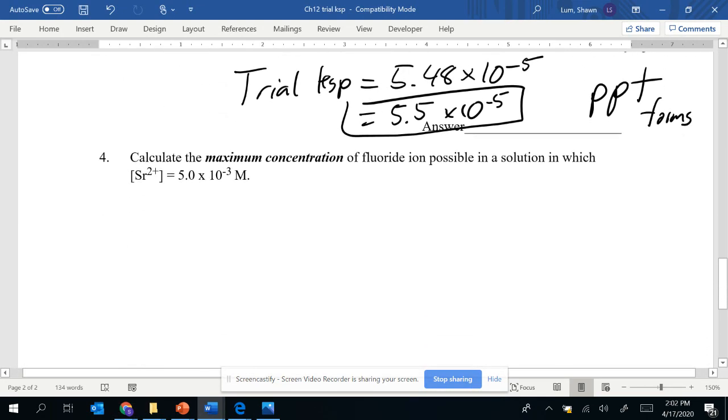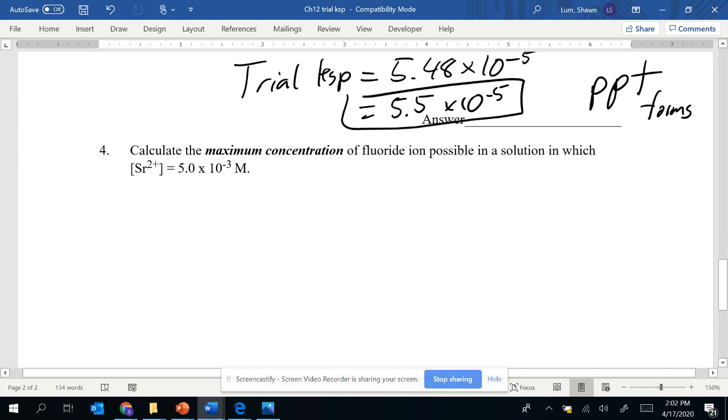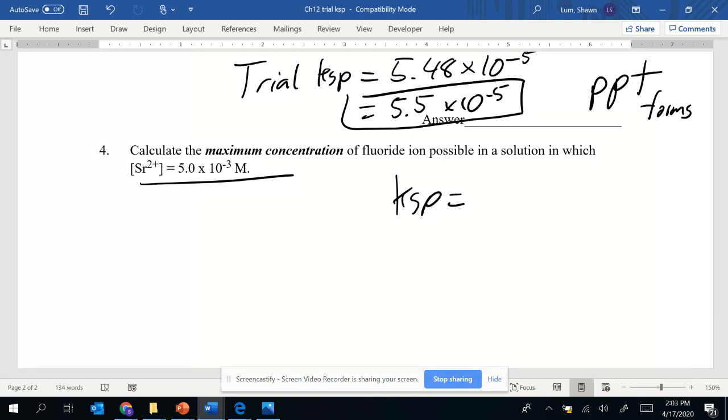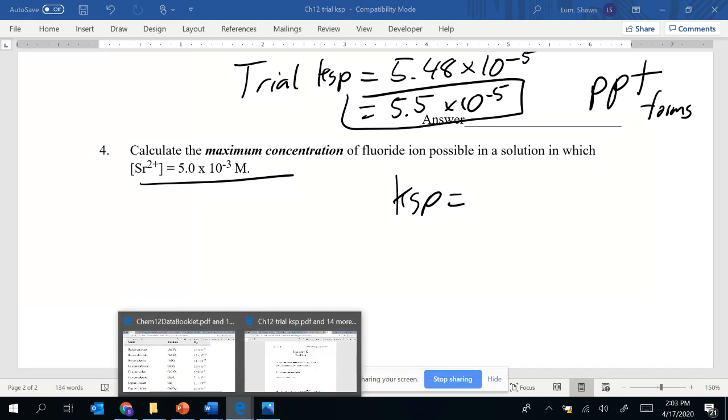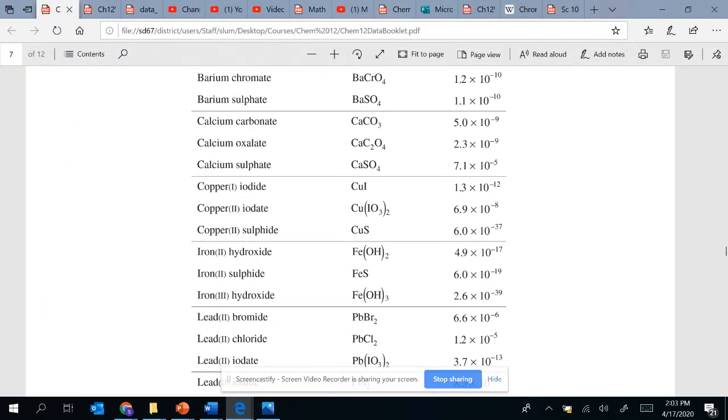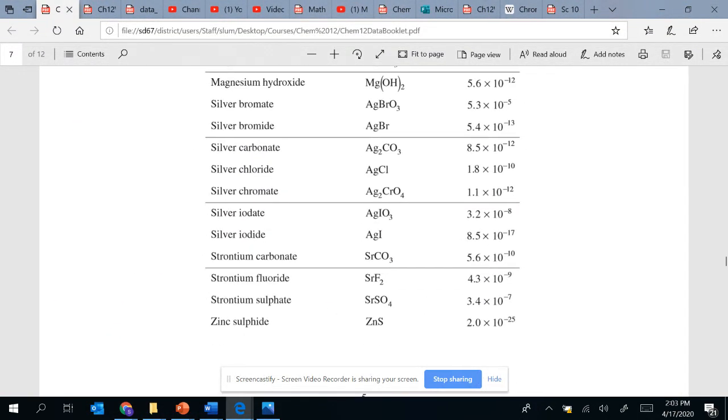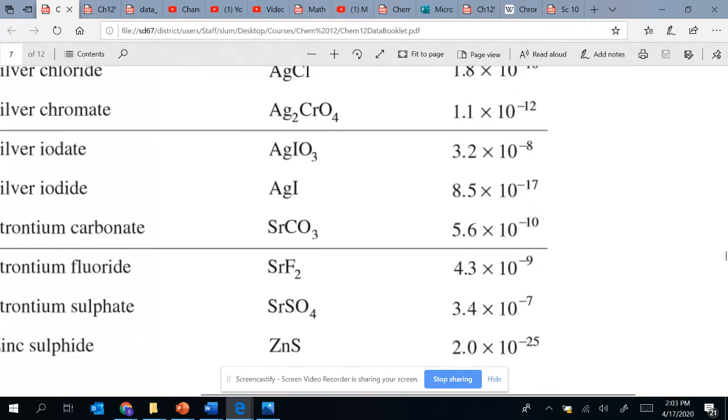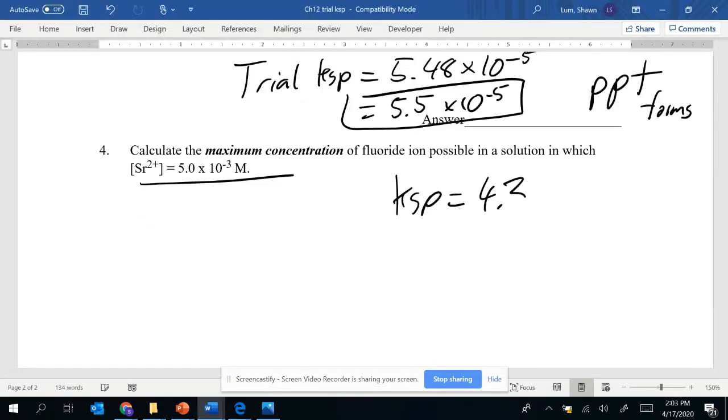Okay, last question right here, and we'll call it a day. Calculate the maximum concentration of fluoride ions possible in a solution which has this in there. So first off, KSP for strontium fluoride is, let's look that up together. Strontium fluoride is 4.3 times 10 to the minus 9.